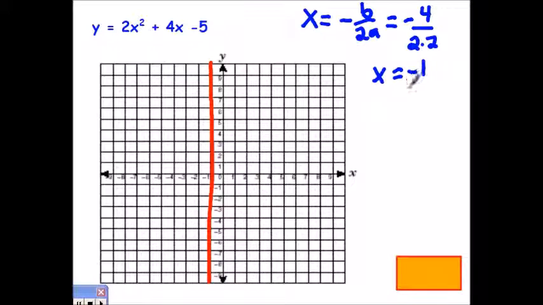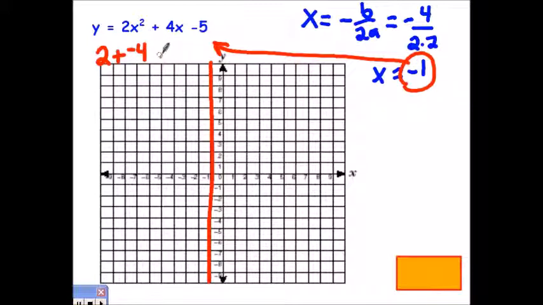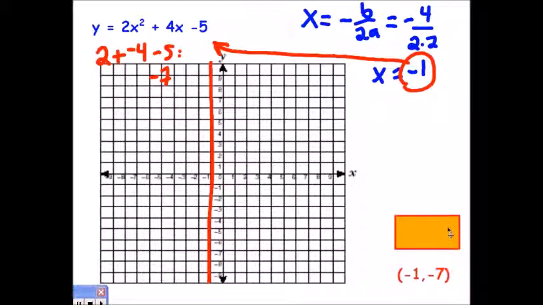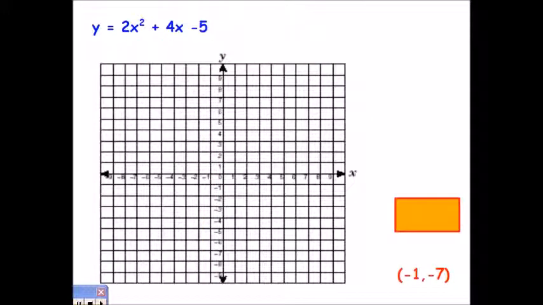All we have to do is take the x coordinate of negative 1 and plug it into that equation. So negative 1 squared is 1 times 2 is 2, plus 4 times negative 1 is negative 4. This equals negative 2. Negative 2 minus 5 equals negative 7. Therefore, my vertex is negative 1, negative 7. So I'll go ahead and graph that. Negative 1, negative 7. That's my vertex. And also my axis of symmetry goes right through there.